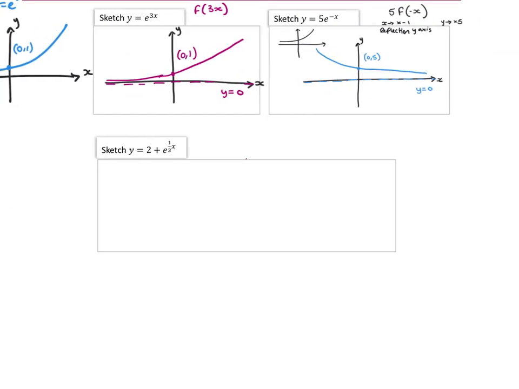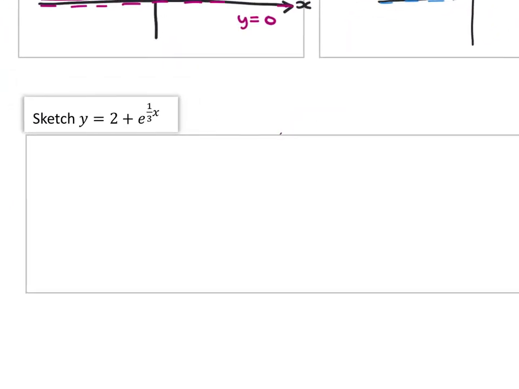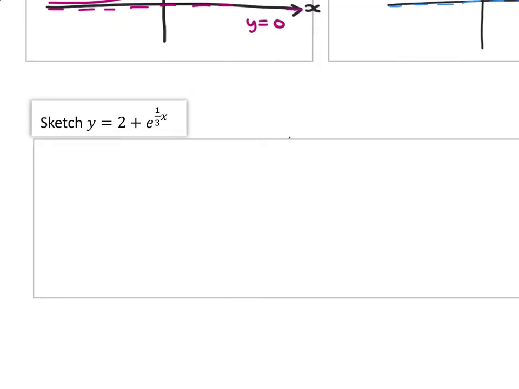So then, the last graph. Okay, let's think about what's happened step by step. What have I done to the function? Remember, the normal function is e to the power of x. What have I done to the function? Well, I've divided it by 3, and then I've added 2 to it.